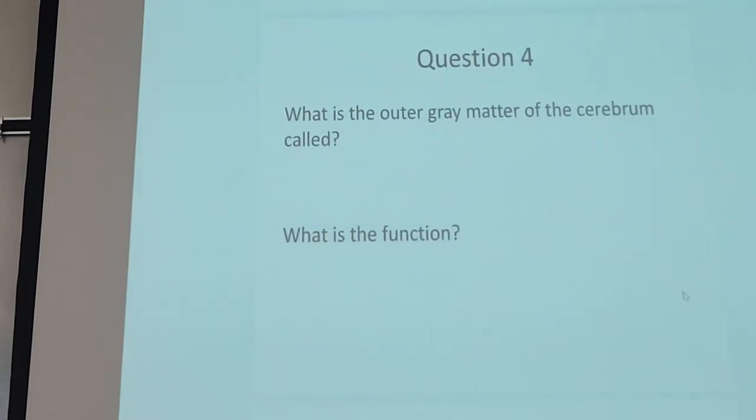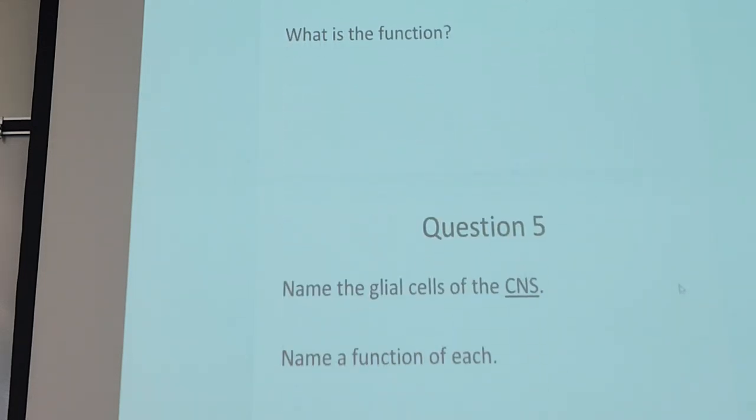Okay, what is the outer gray matter of the cerebrum called? Cerebral cortex. The cerebral cortex, what's the function? It's basically your conscious mind, right? It gives you consciousness of what's going on.